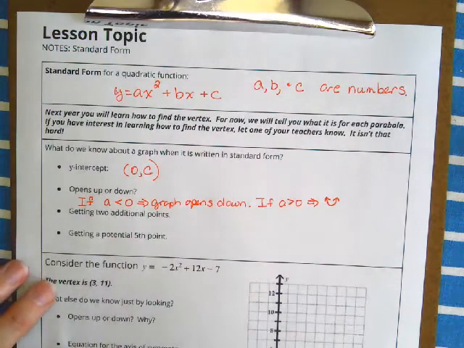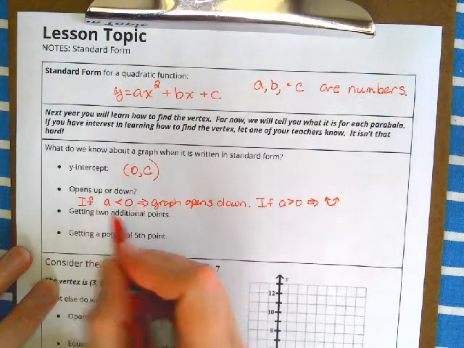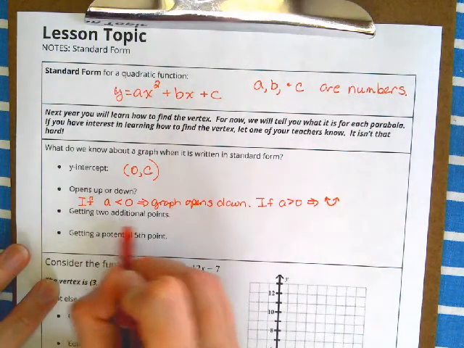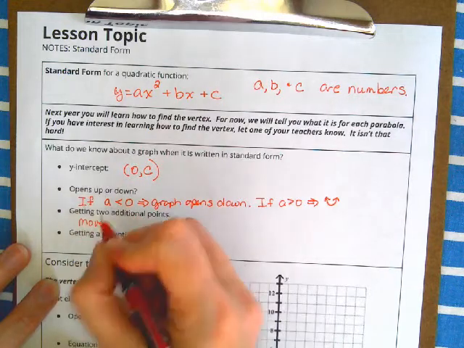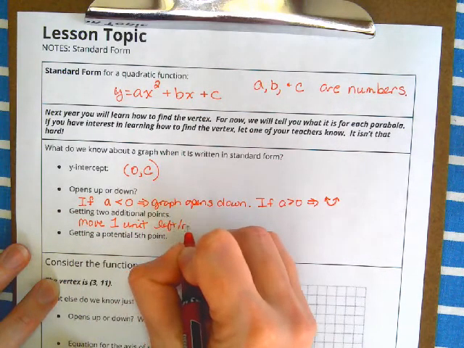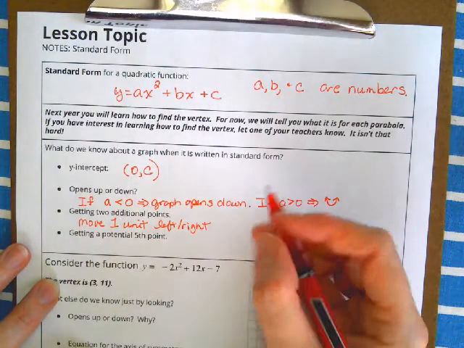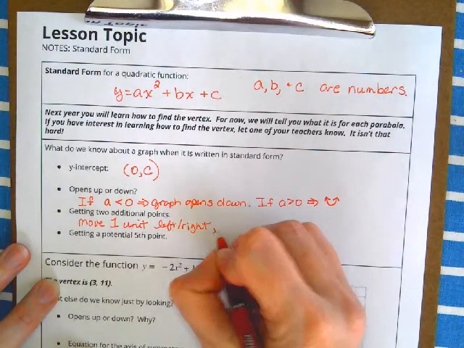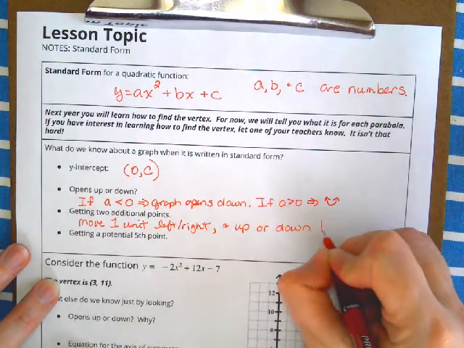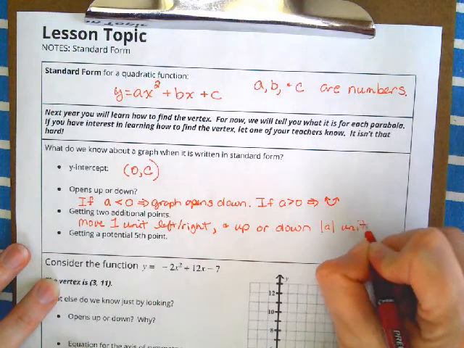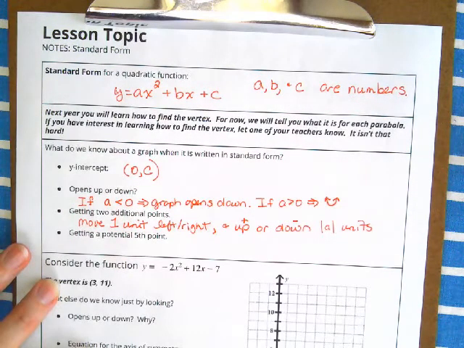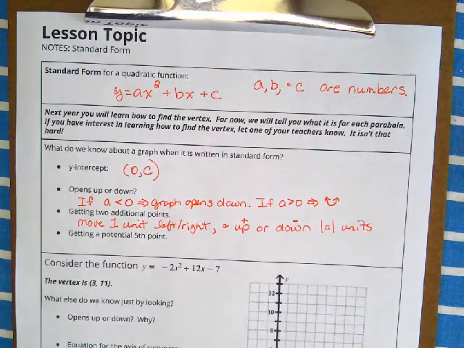How do we get 2 additional points? This is very simple to do, and if you just follow along with me, you will see. We actually have already talked about this a little bit. You move 1 unit left and right from the vertex, and then up or down the absolute value of a units. In other words, we move down if a is negative, up if a is positive. So that shouldn't be surprising.